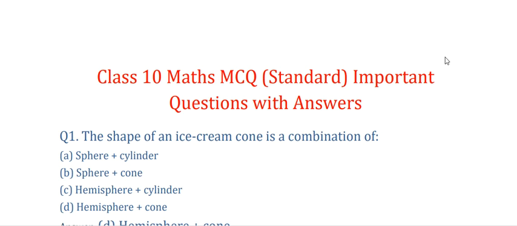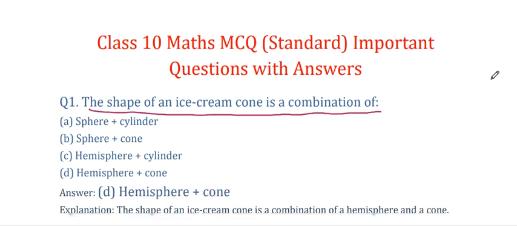So let's get started. Today I have brought the MCQ questions of subject mathematics for CBSE board 2024. Let's get started with the first question on your screen. The shape of an ice cream cone is a combination of: sphere plus cylinder, sphere plus cone, hemisphere plus cylinder, hemisphere plus cone. Let's see what the answer is.